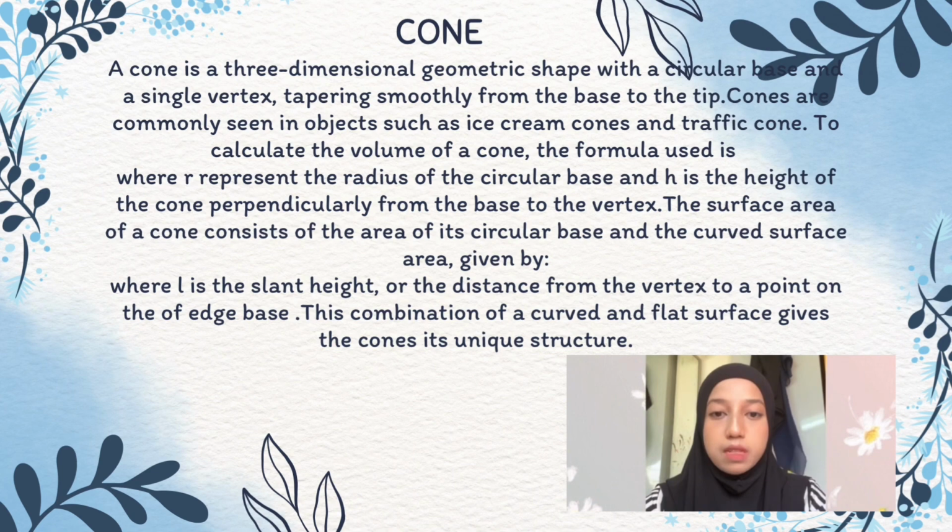Cones are commonly seen in objects such as ice cream cones and traffic cones. To calculate the volume of a cone, the formula is 1/3 pi r squared h, where r represents the radius of the circular base and h is the height of the cone, measured perpendicularly from the base to the vertex. The surface area of a cone consists of the area of its circular base and the curved surface area, given by pi r squared plus pi r l, where l is the slant height, or the distance from the vertex to a point on the edge of the base. This combination of a curved and flat surface gives the cone its unique structure.